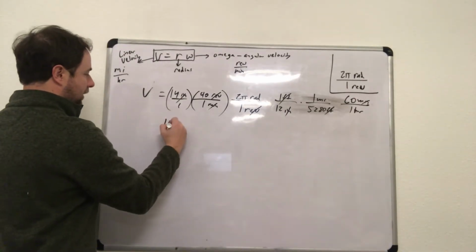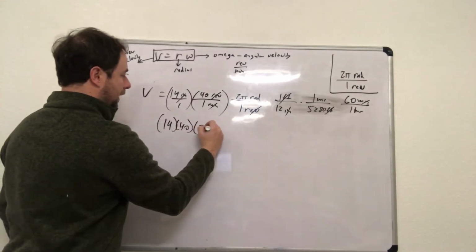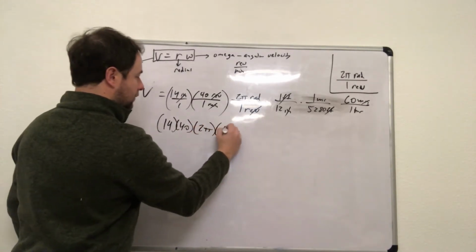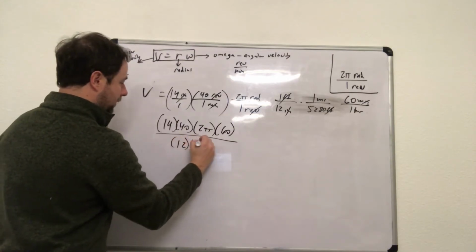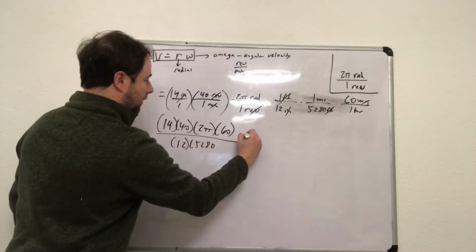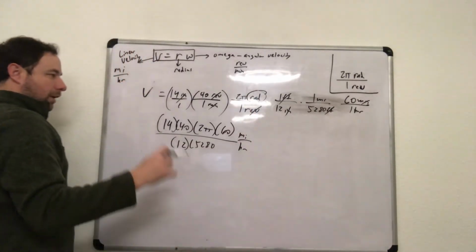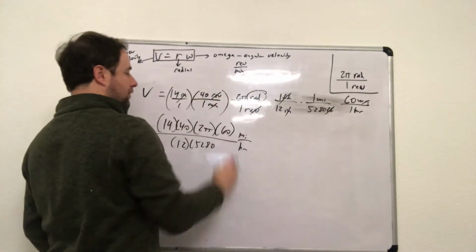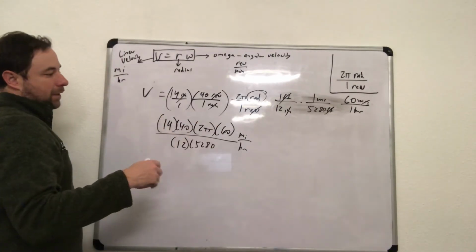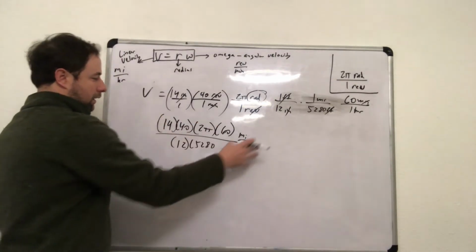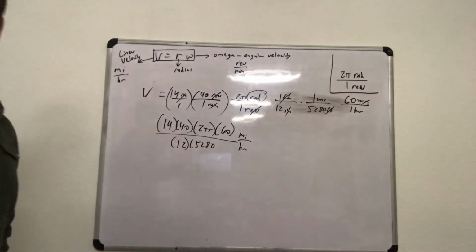We have 14 times 40 times 2 pi times 60 all over 12 times 5,280 miles per hour. Now you'll notice the radians is still here. The radians magically just disappears. It's just understood that it's still there, but it's not written down in your answer. But it is still there. We're going to find that out in the next one.